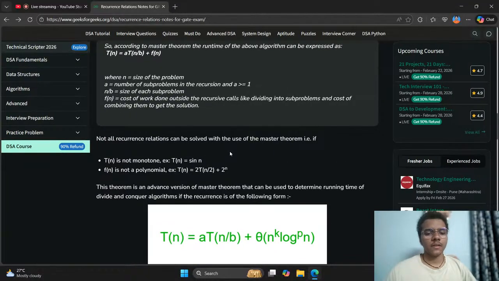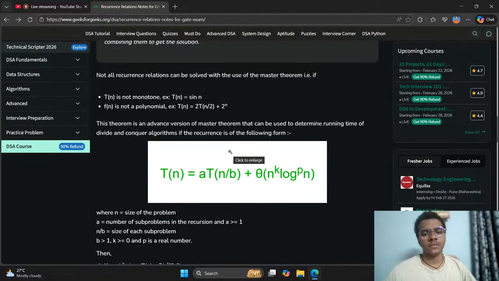Okay, not all recurrence relations can be solved using the master theorem. Okay, it is not a polynomial. It is not a polynomial because it is having a variable power.